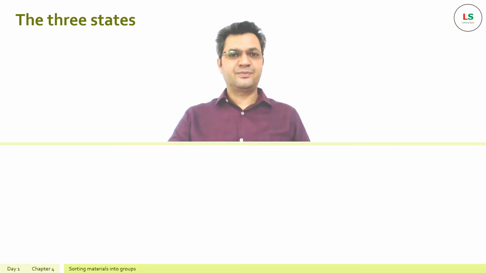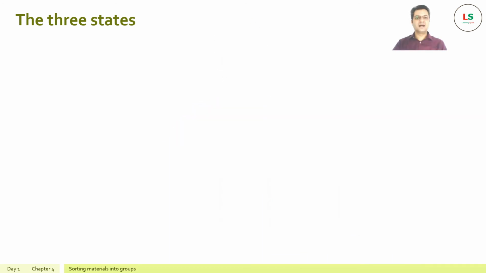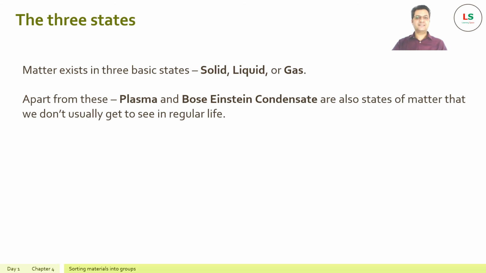Knowing the three states of matter becomes important at this point of time. It will help us have a better understanding of the properties of materials. The three states. We all know that matter exists in three basic states: solid, liquid, or gas. Apart from these, plasma and Bose-Einstein condensate are also states of matter that we don't usually get to see in regular life. Let's have a brief description of all the three states.